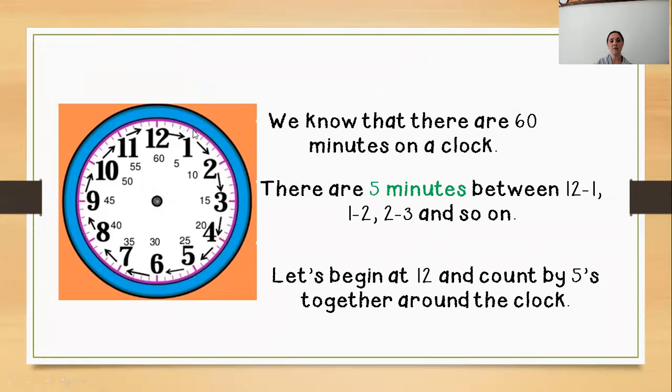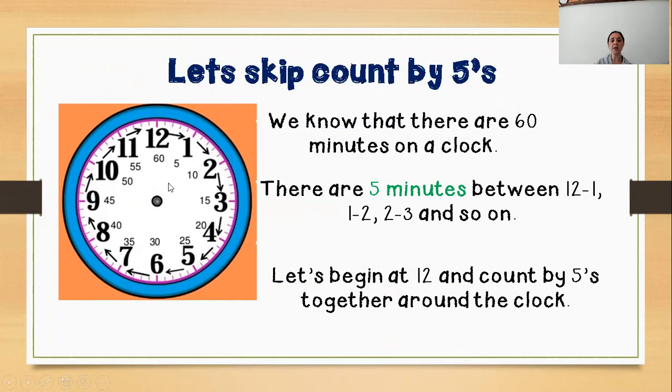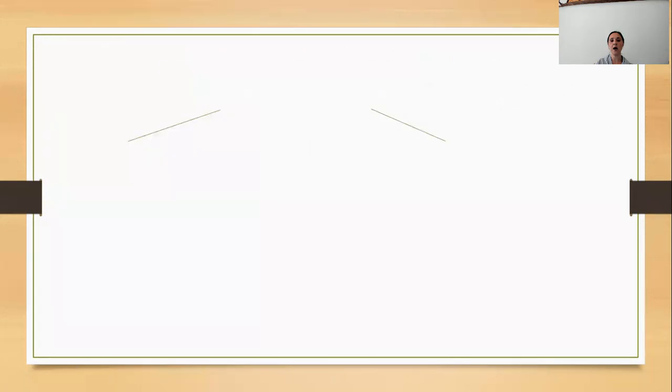So 12 to 1, 5 minutes, 1 to 2, 5 minutes. We're talking about the minute marking. So we're going to skip count by 5, and we are going to start at the 12, and nothing's going to happen. We're going to move to the 1. We're going to count in 5s. 5, 10, 15, 20, 25, 30, 35, 40, 45, 50, 55, 60. So I've gone right around the clock and I've made 60 minutes. So that means 1 hour.